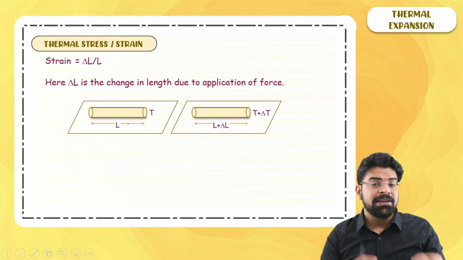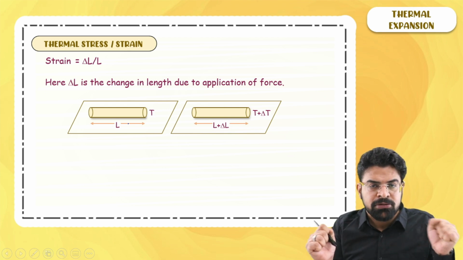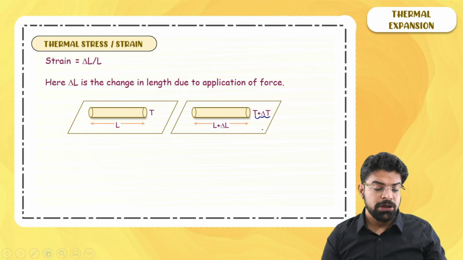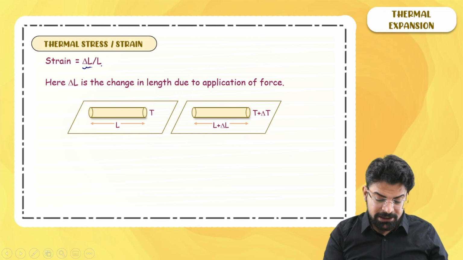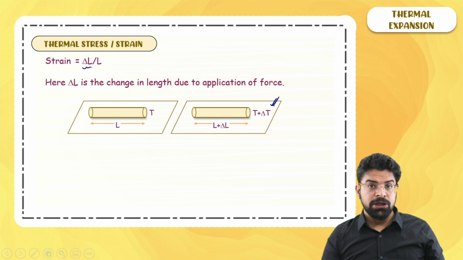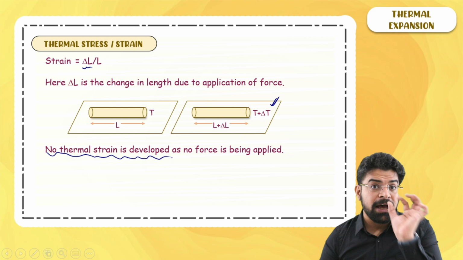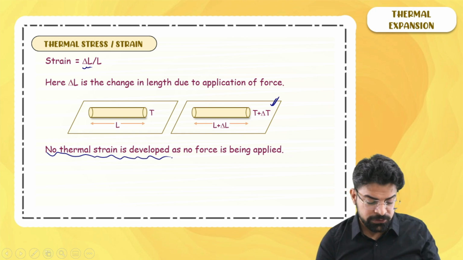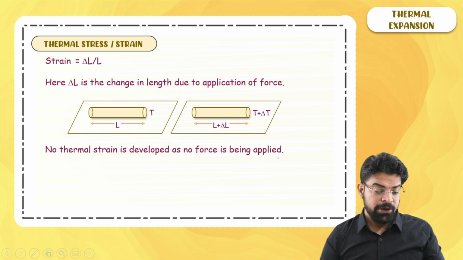But better understand here, the change in length is not being produced by the application of force. You are not pulling it, not compressing it. Here the change in length is produced because of the change in temperature. So remember that the delta L should be because of the force acting. So here, since there is no change in length produced due to the application of force, you will say that in this case no thermal strain is developed, because delta L, which is the change in length due to application of force, is zero. You have applied no force. So no thermal strain is developed as no force is being applied.